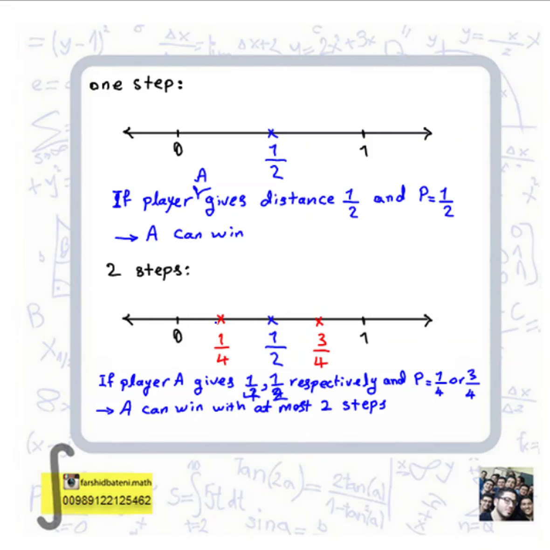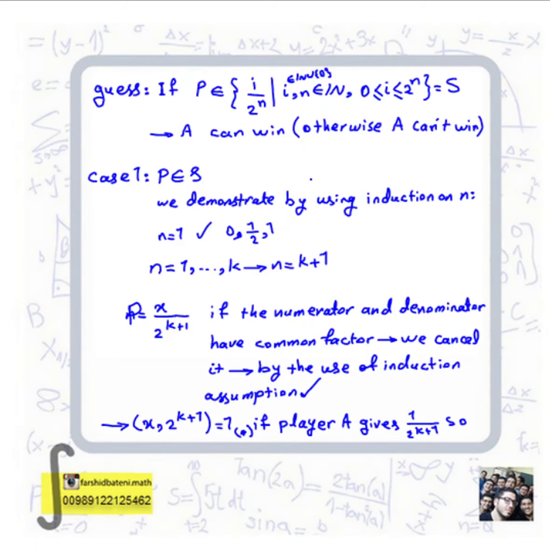Now we guess that these midpoints are the points from which we reach 0 or 1, and player A can win. We write these points in these formats, and also we write 0 and 1. The robot can't be there, but if we reach 0 or 1, we win. And we want to say that A can win if P belongs to S. Otherwise, A can't win. In this case, we must prove two cases.